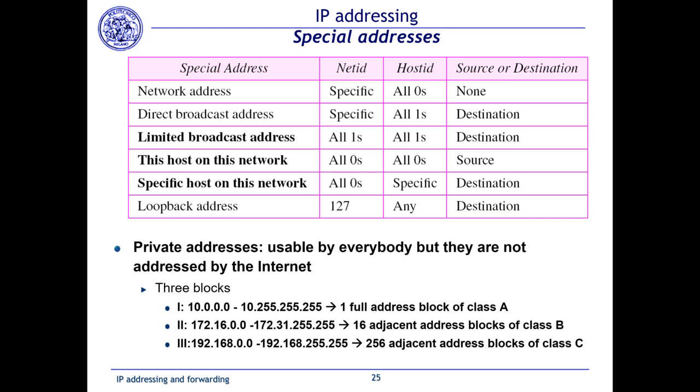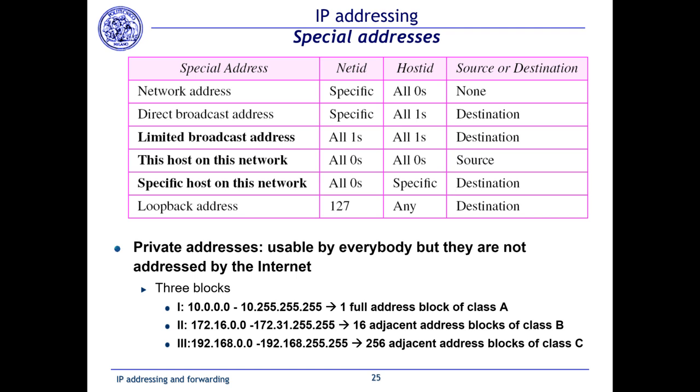Then there is the direct broadcast address, a specific value for the net ID and all ones for the host ID, which can be used as a destination IP address. The meaning is that once a packet arrives into the destination network, it should be broadcast to all the interfaces of the network. Limited broadcast address, all ones in the net ID and also in the host ID, is used as a destination. It means this packet has to be broadcast in this specific network.